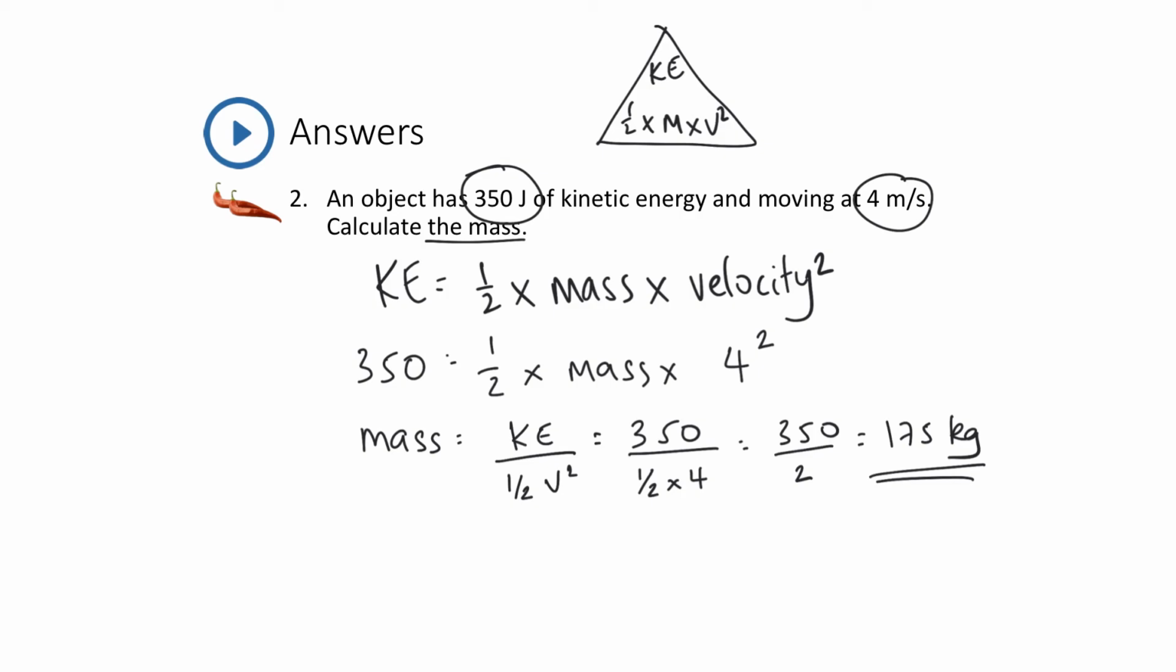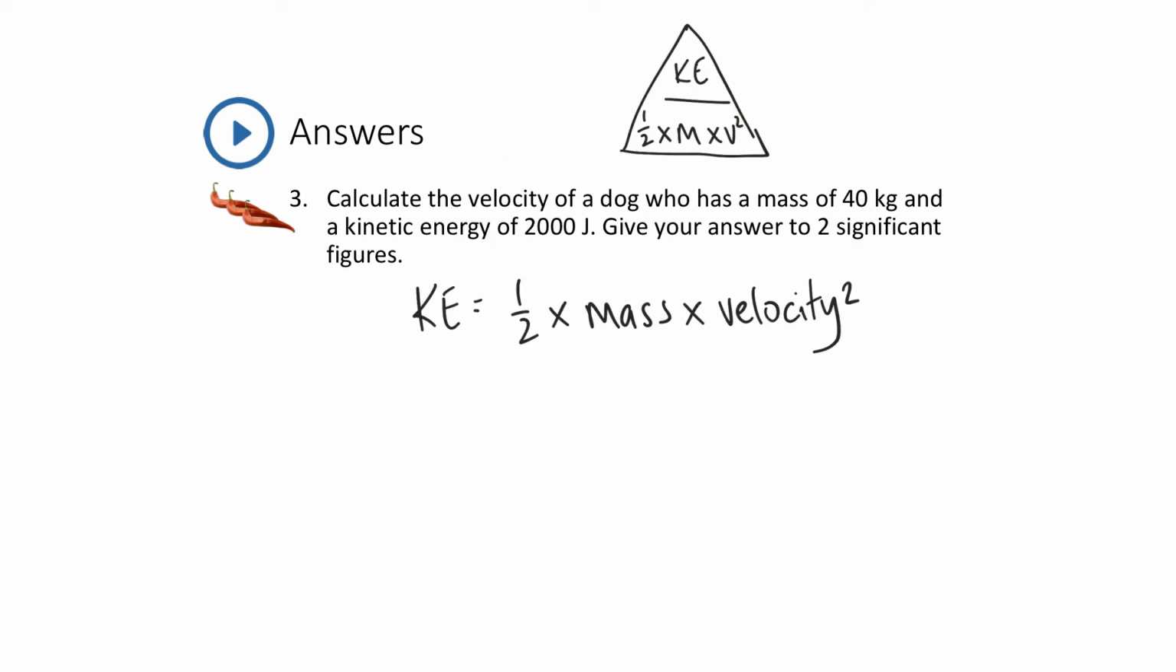Let's move on to question number 3. So I've written out the equation, kinetic energy equals a half mv squared, and I've also put a copy of the triangle at the top. So we want to calculate the velocity. The mass is 40. The kinetic energy is 2000. So we need to rearrange for velocity.